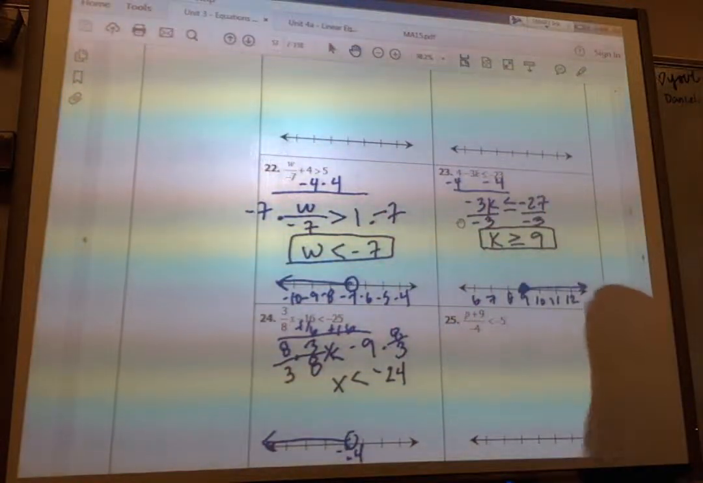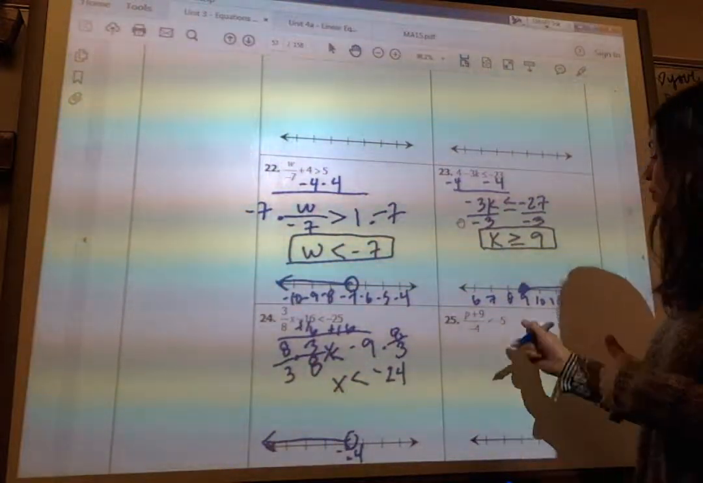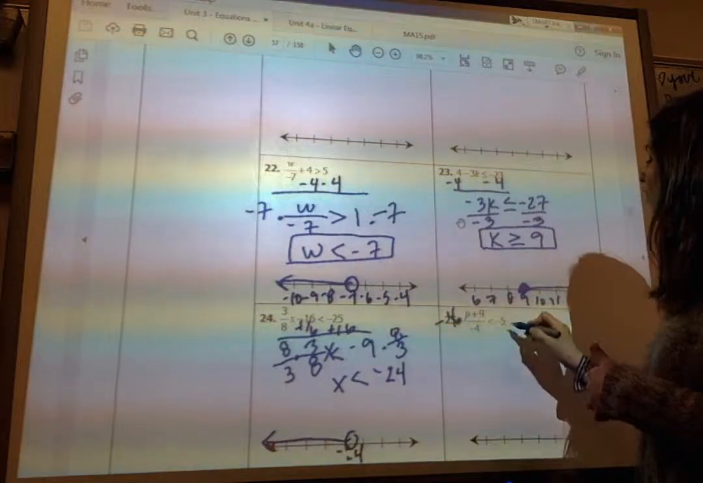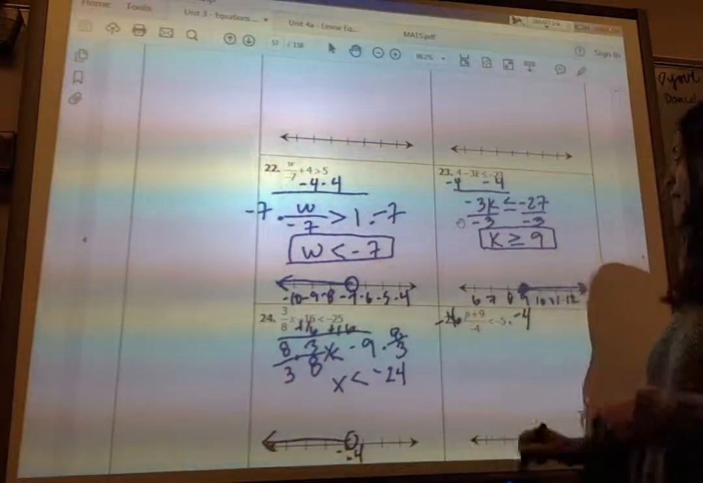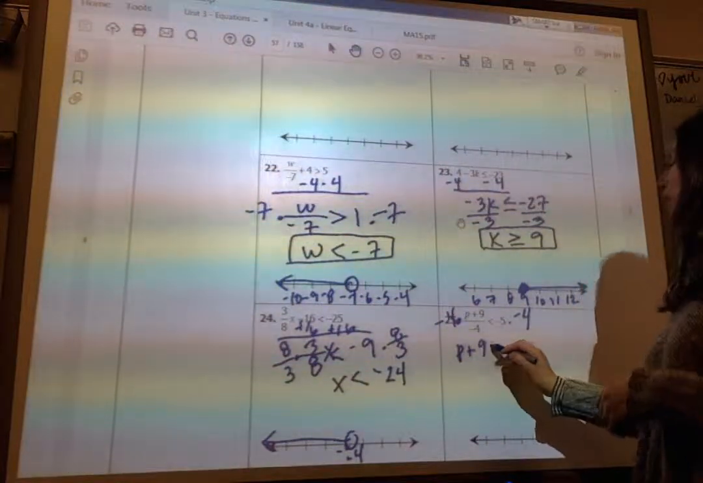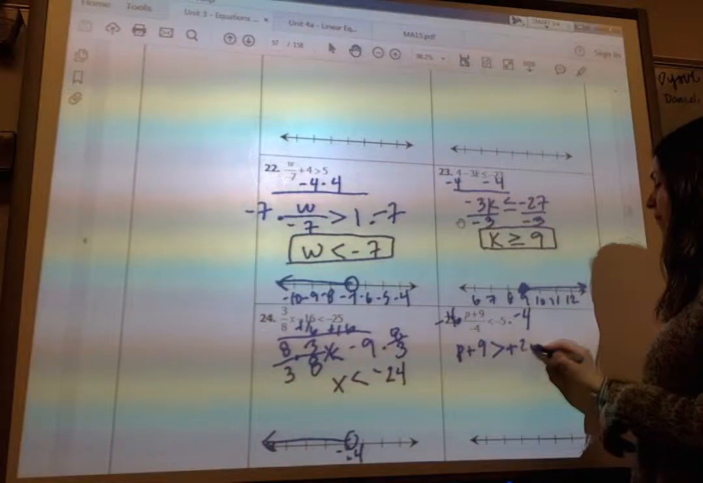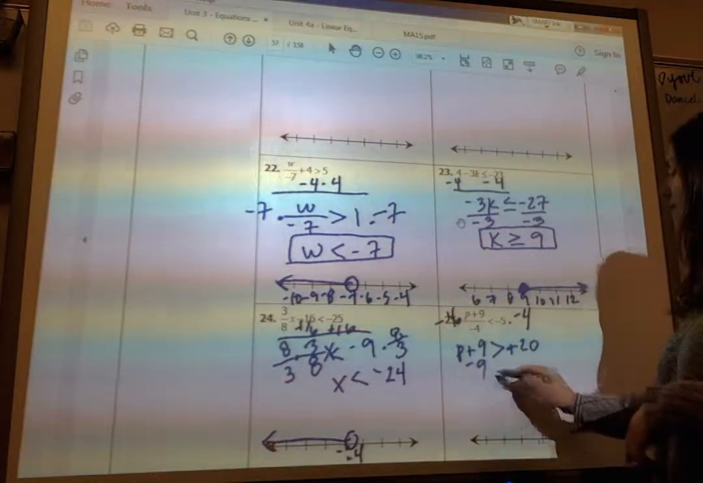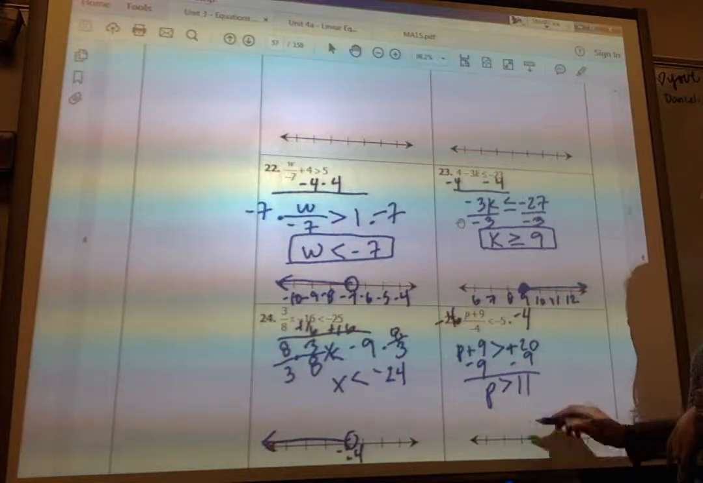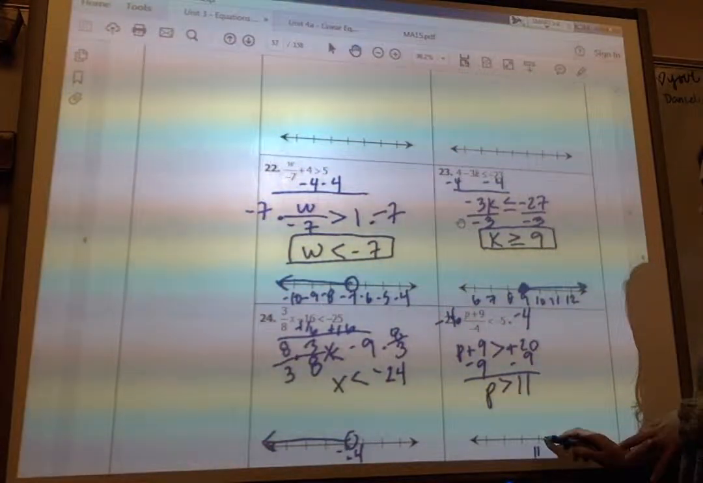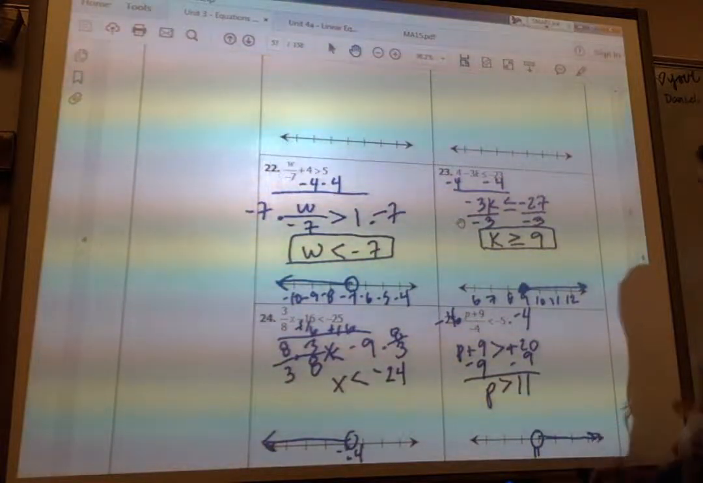And last one, number 25. Here, I have to clear out my fraction first. So to clear out my fraction, I'm going to multiply both sides by a -4. I'm multiplying by a negative, so I must flip my sign. So p plus 9 is greater than -5 times -4, which is positive 20. And to get p by itself, I subtract 9 on both sides, and p is greater than 11. So 11 goes in the middle. Of course, I would number them. Open circle, shade to the right.